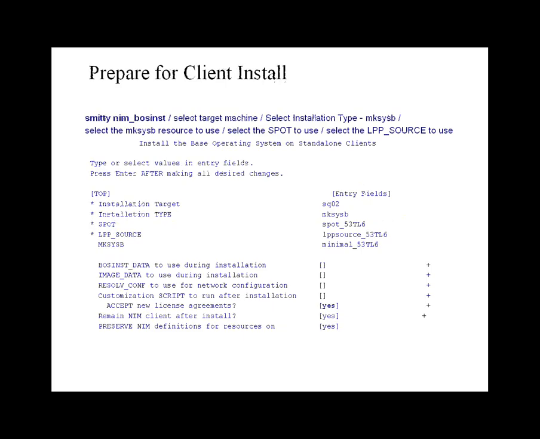SMIT nim_bosinst. And I'll select our target machine, select my installation type. It's a mksysb. When I choose a mksysb, that prompts me for what mksysb image to use, what SPOT to use, and then on the SMIT panel I can select the LPP source to use. So that puts me on the menu, and you see my client to be installed. It's a mksysb type. This SPOT, this LPP source, this mksysb.